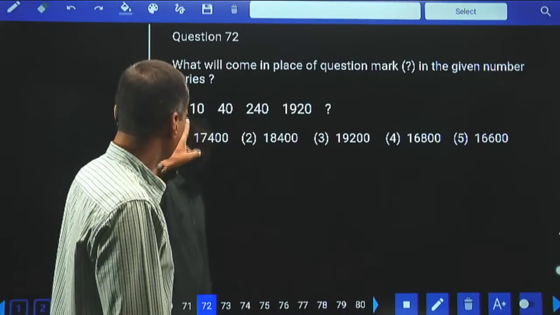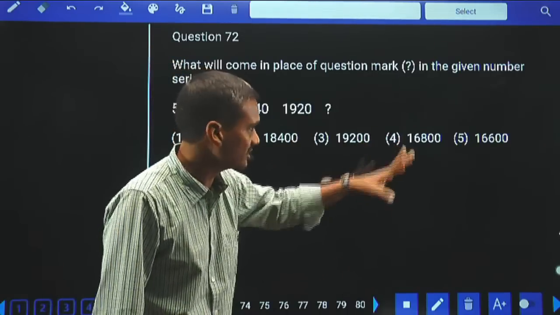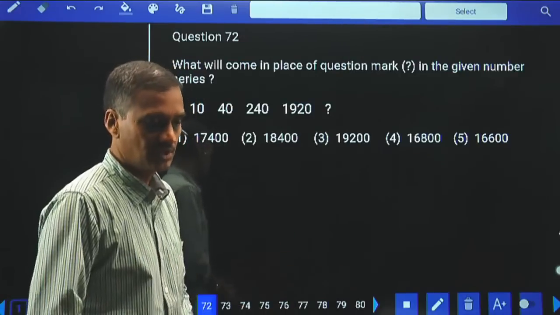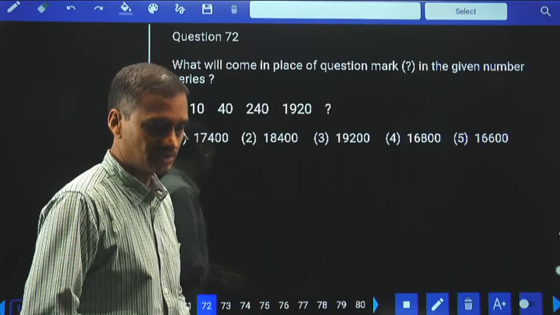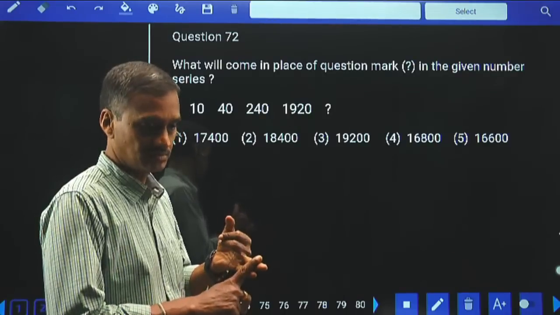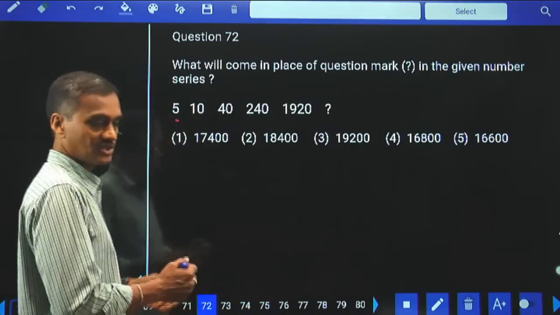Okay. And these are choices 17,000, 18,000, 19,000, 16,000, 16,000 and so on. The numbers are increasing at a very fast rate. Whenever the numbers are increasing at a faster rate, as we discussed earlier, it must be under product or combination. Isn't it? As it comes under product and combination, let us check out product.